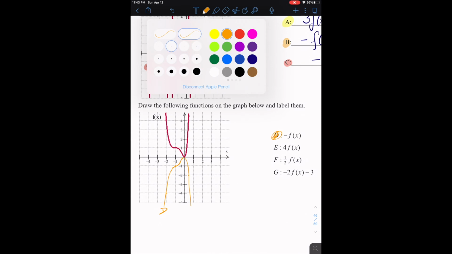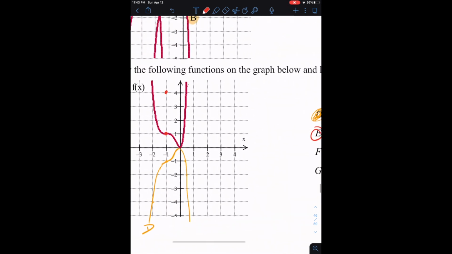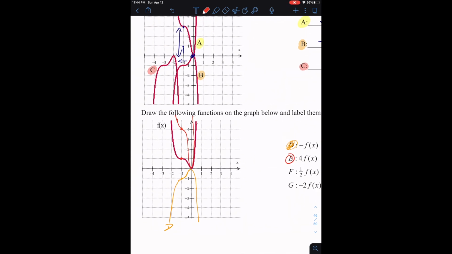Now E is still going to have positive values, the way that f did. But now instead of being 1, it's going to be 4. And at this point, it's going to be 4 as well. So drawing it, we're going to need to really squeeze it super tight. And then squeeze it super tight. So that's going to be E. Because it's going to stretch this distance. Instead of being 1, it's now going to be 4.